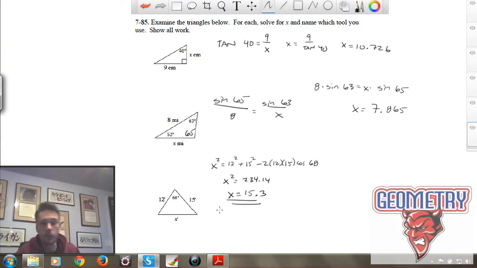Okay, so some trig problems there, right? We have our standard sine, cosine, tangent, right triangle trig. We have the law of sines, and we have the law of cosines, kind of one each style problem there.